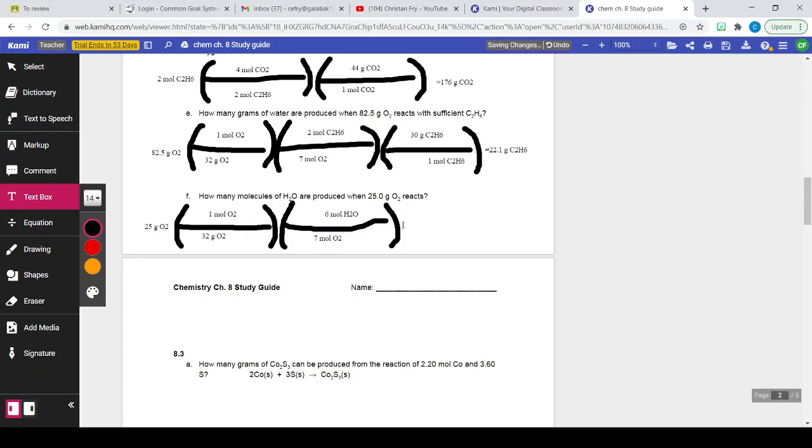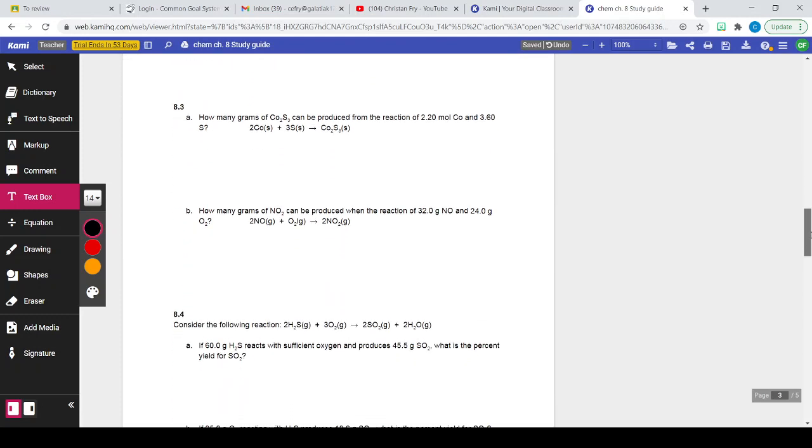So the answer to this, if you're just finding moles, is 25 divided by 32 times 6 divided by 7, and that is 0.67 moles of H2O. Now, if you wanted to find molecules here, you would then say, okay, for every 1 mole, there's 6.022 times 10 to the 23rd particles. But like I said, I'm not even going to do that because it's not something you need to worry about.